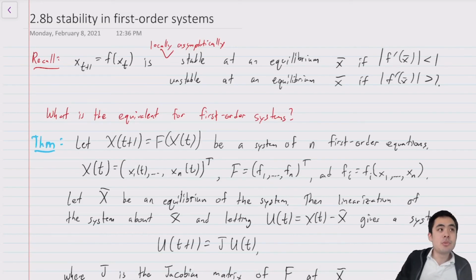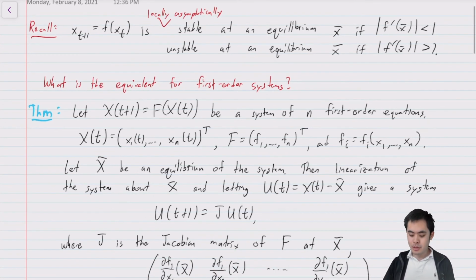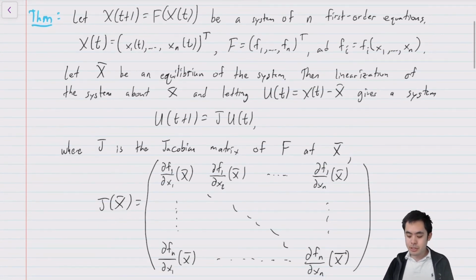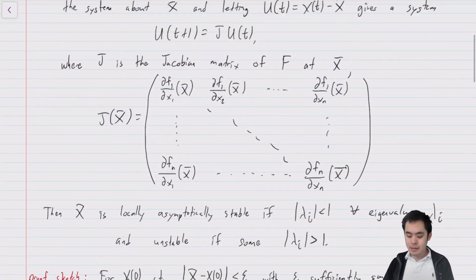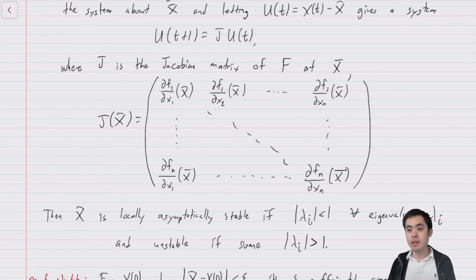So in the last video, we spent some time talking about the equivalent conditions for stability and instability for equilibria of first-order systems, as opposed to just a single first-order equation. And our main theorem was basically stating that x bar is locally asymptotically stable if all the eigenvalues of the Jacobian matrix are less than 1, and unstable if there's some eigenvalue that's greater than 1.